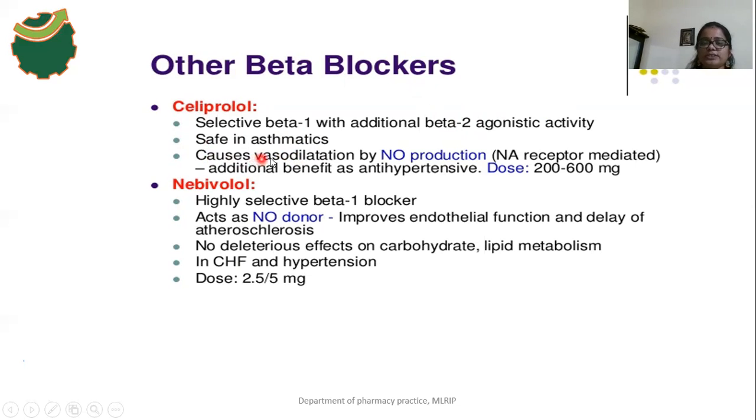It causes a vasodilation effect by nitric oxide production, because it activates the endothelial nitric oxide synthase enzyme. So there is a production of nitric oxide, and this nitric oxide causes vasodilation, which is an additional antihypertensive benefit. Celiprolol is used for the treatment of hypertension, and it causes vasodilation due to the production of nitric oxide through activation of endothelial nitric oxide synthase.